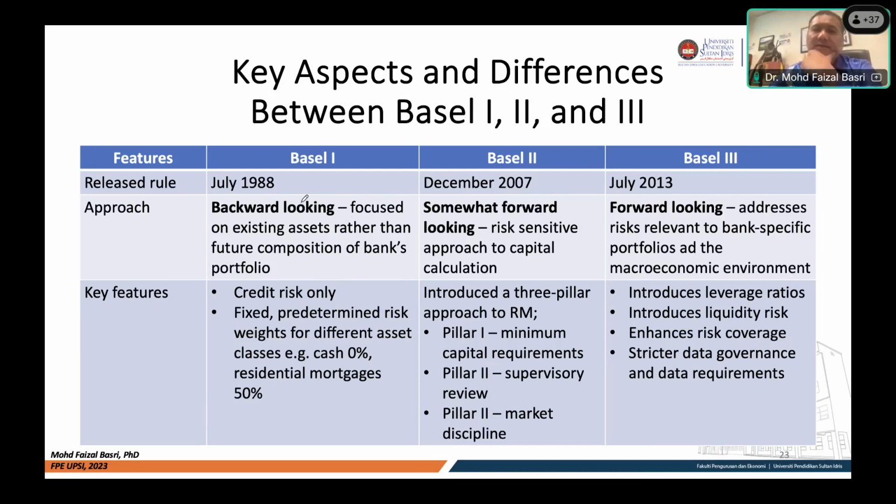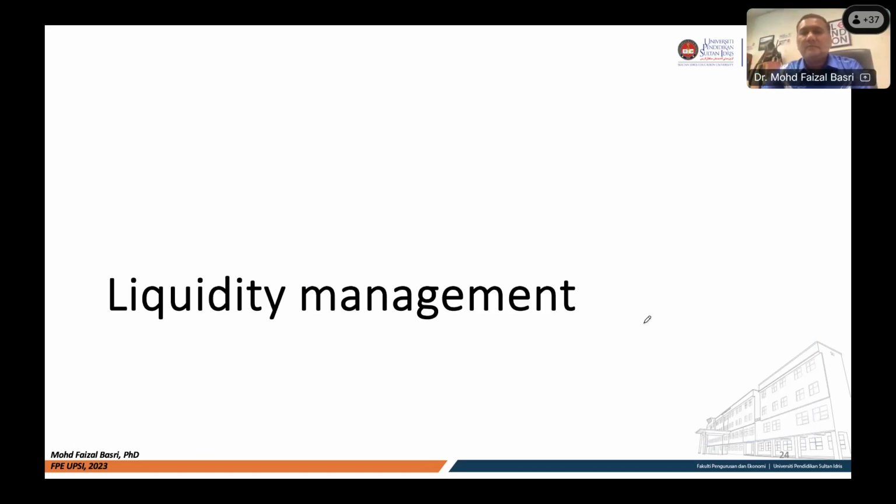Alright. Basel 2 is somewhat, they call it somewhat forward-looking, a risk-sensitive approach. And then Basel 3 focuses on being forward-looking, addressing risks relevant to bank-specific portfolios, and also external environment factors. Okay, so these are its features. Right, so that's the first part, which is related to capital adequacy.